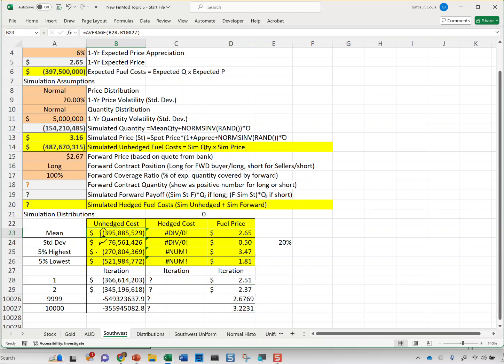The 5% highest, in negative number terms, is 270. However, really, their 5% lowest number, which is their highest cost, is about $522 million.